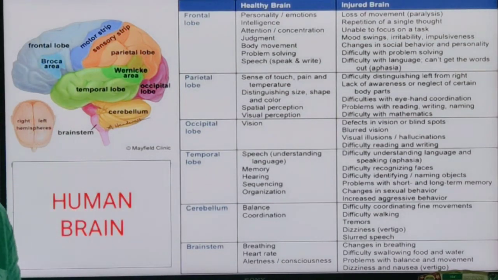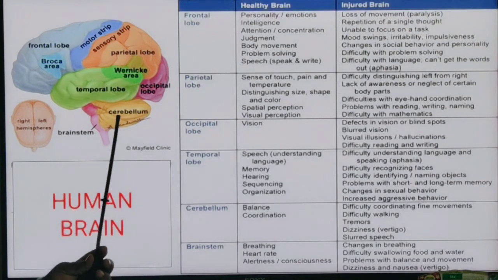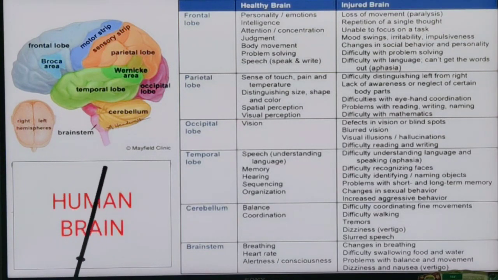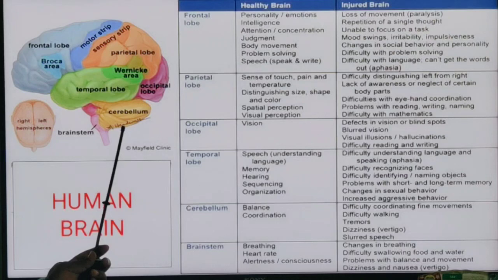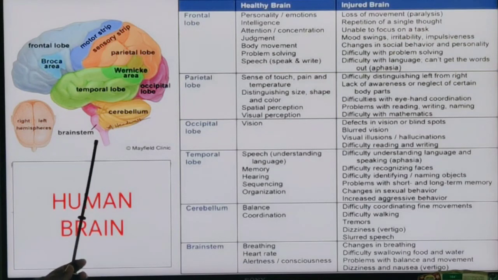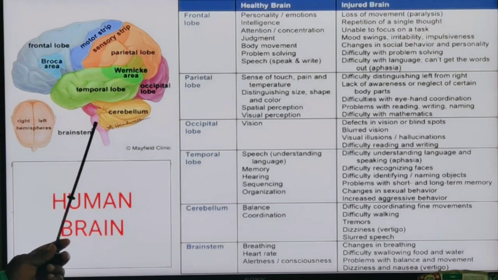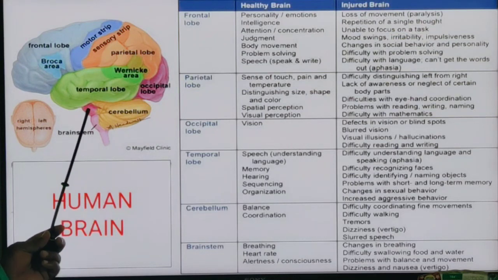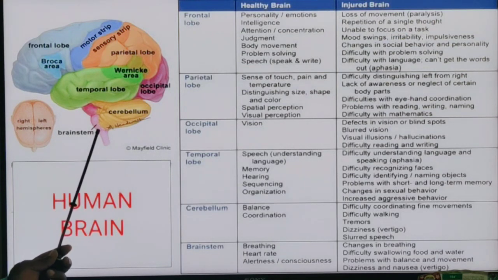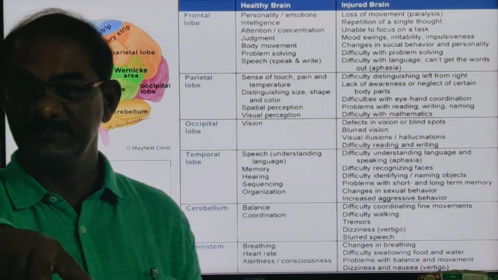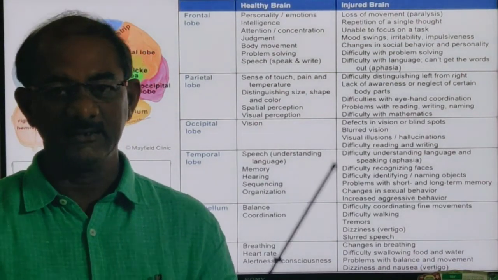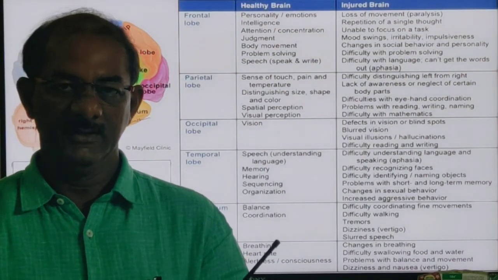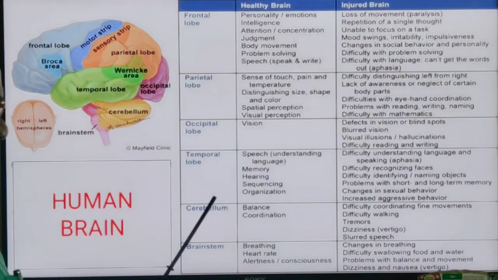And the last one is the hindbrain. Hindbrain consists of the cerebellum and brainstem. Brainstem means pons varolii and medulla oblongata. This is the pons and this is the medulla. They are collectively called the brainstem. So different types of functions of the cerebellum and brainstem occur.